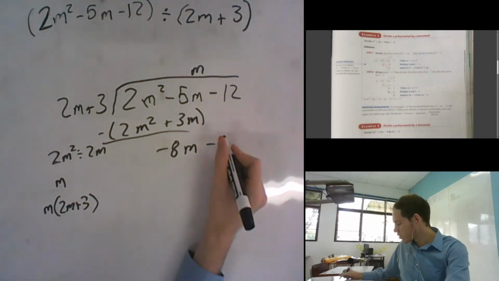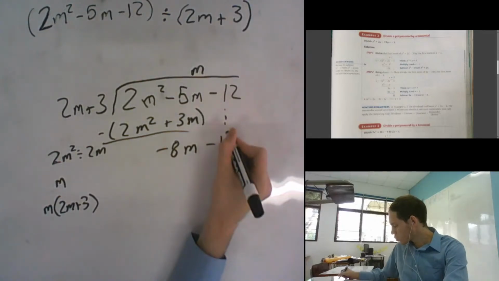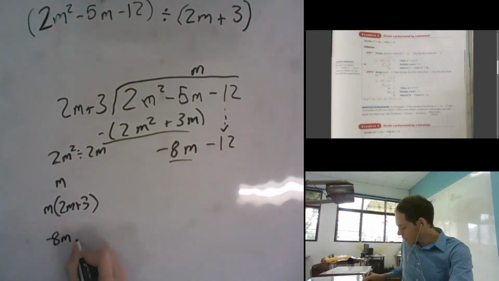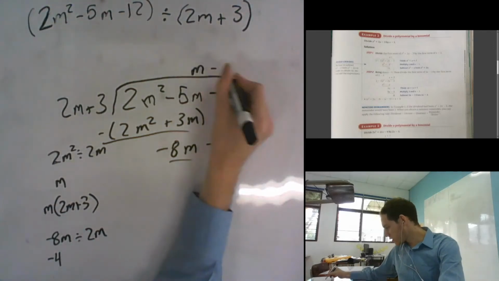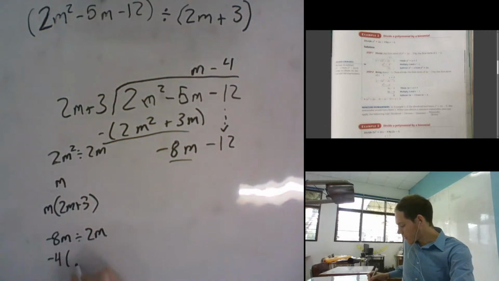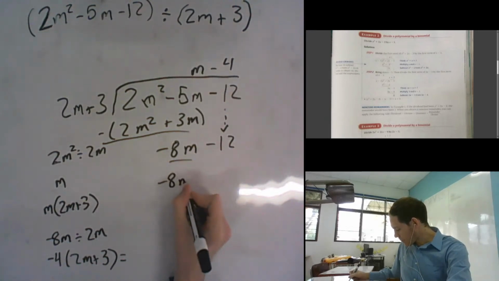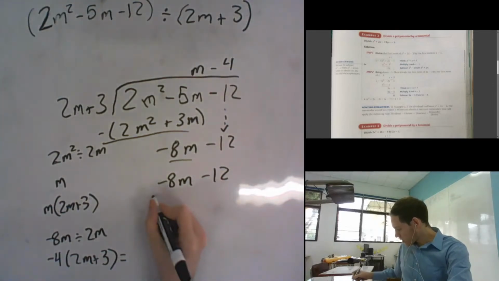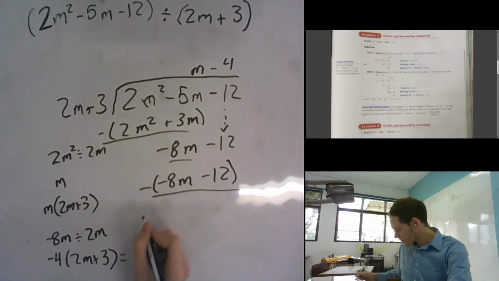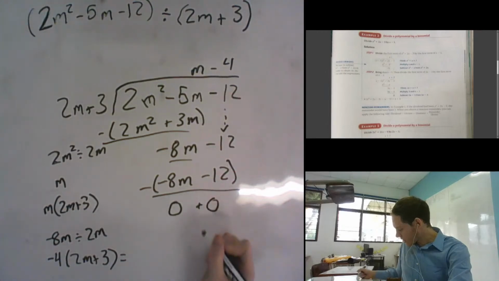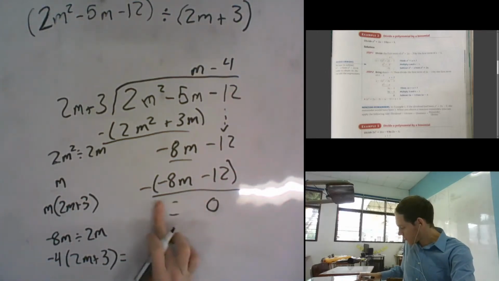Next step, step 4, we drop down our next term. And we repeat. So what's our first term? Negative 8m divided by 2m, you get negative 4. I'll write that at the top. Negative 4 times 2m plus 3, you get negative 8m minus 12. Next step, subtract. We get 0 and 0, which is always just 0.